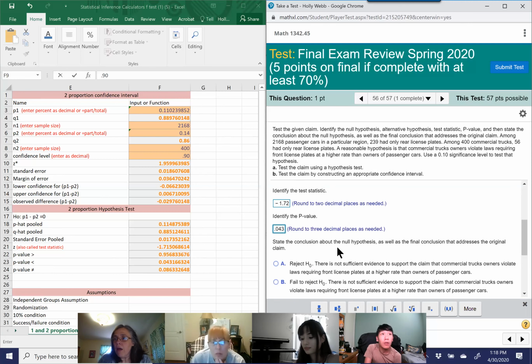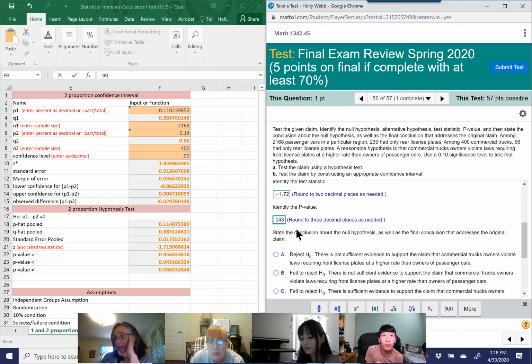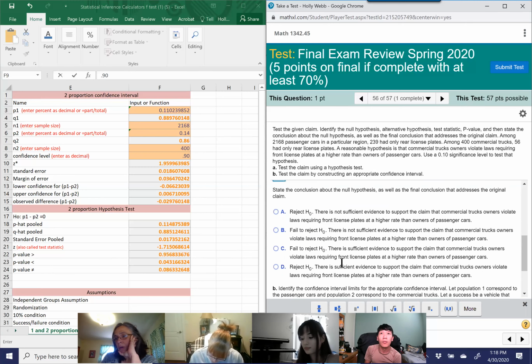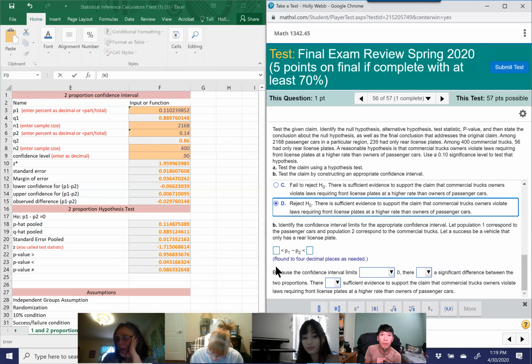Okay, so we're comparing the p-value to the significance level. In this case, the p-value is lower than the significance level. So we will reject the null hypothesis, and we will reject it because there is sufficient evidence to support the claim that trucks violate the law more than cars. So we will reject the null only because there is sufficient evidence to support the claim that truck owners violate laws at a higher rate than car owners.